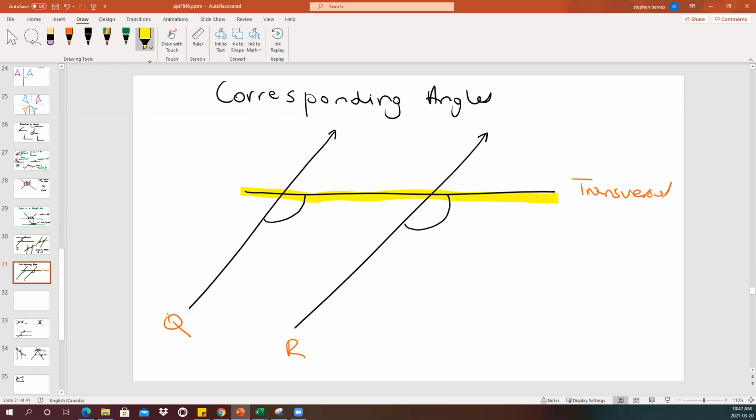So if this is my Q, I can look on, say, the right side of the Q. So on the right side of Q, I have angle A, and on the right side of R, I have angle A. So these two angles will be equal. They're corresponding. They're on the same side of the transversal. Okay, right. So that's what it looks like.